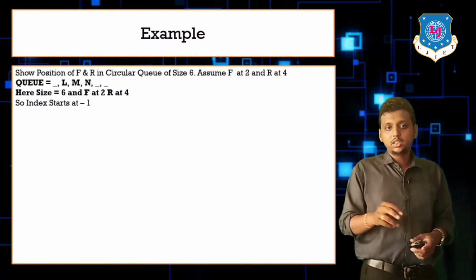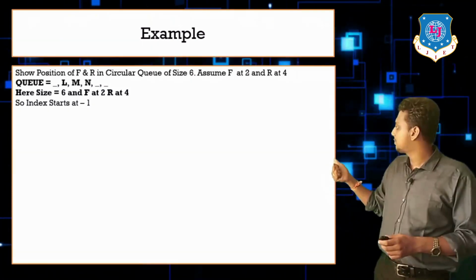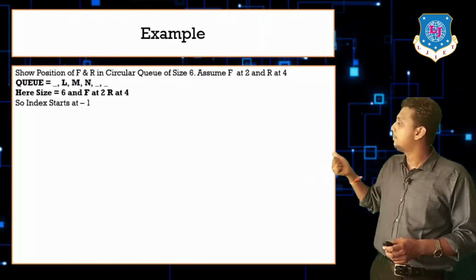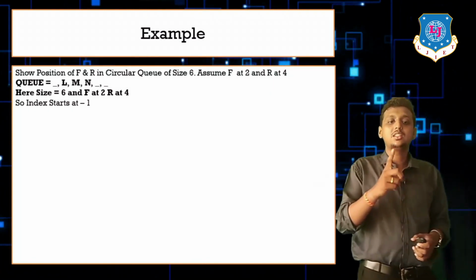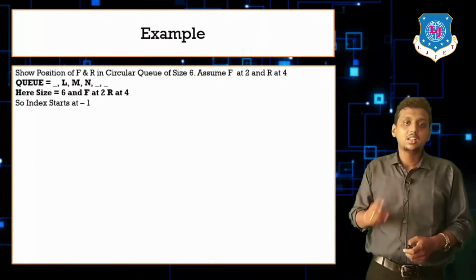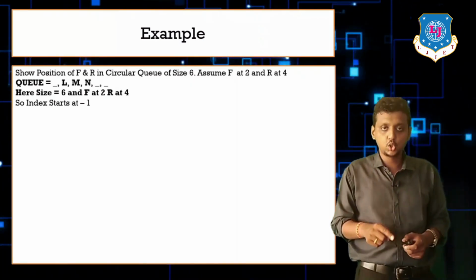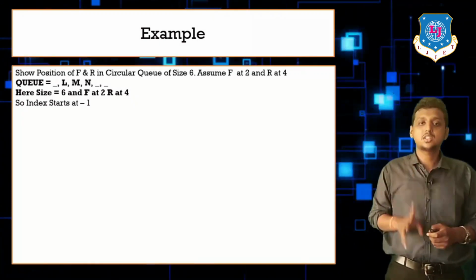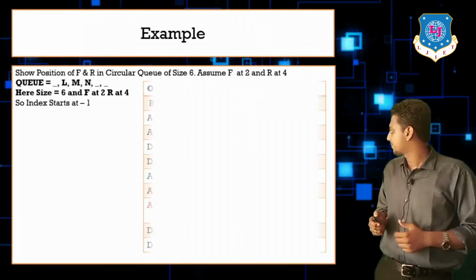So just calculate it. When F is at 2 and R is at 4, and if this is my queue, then we have dash, L, M, N, dash, dash. So you can easily get the idea. The front pointer is at 2, that means at L, and the rear pointer is at N. That means my queue starts from the first index. Now let's check out the various operations.